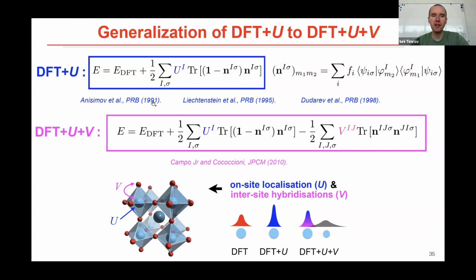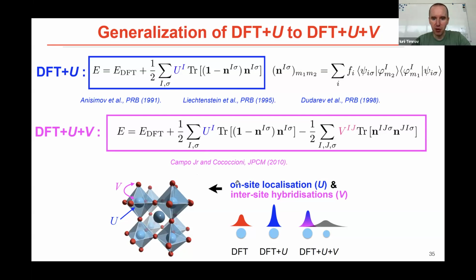It was born in 1991. There was a lot of boom, a lot of activity. Many people tried to improve it, very excited, very beautiful. And then in 2010, there was a proposed formulation or extension of DFT plus U, which is called DFT plus U plus V. Now we have not only the Hubbard U correction that wants to localize electrons.